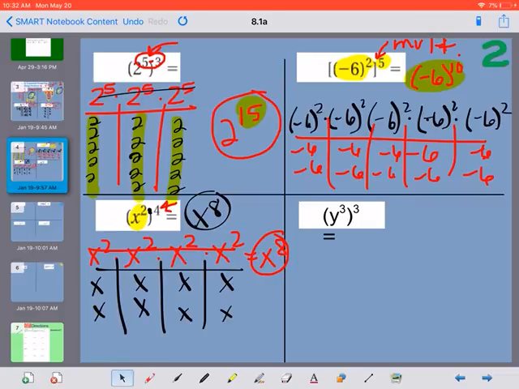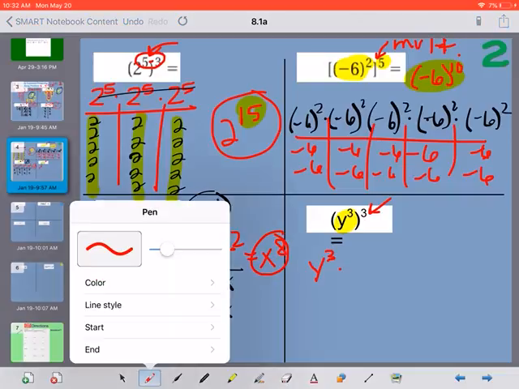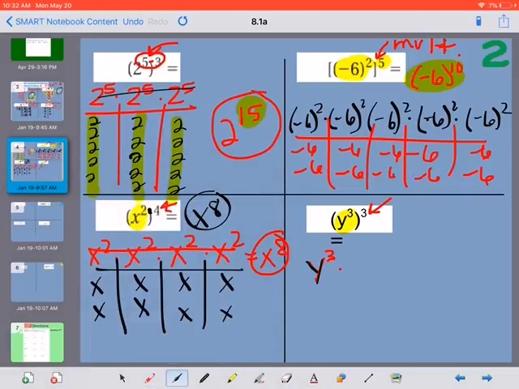Alright, for some reason my equal sign is a little off here. We can write what's inside the parentheses, however many times it says on the outside. We can write y to the third 3 times. Y to the third, y to the third, y to the third. I wrote it 3 times.